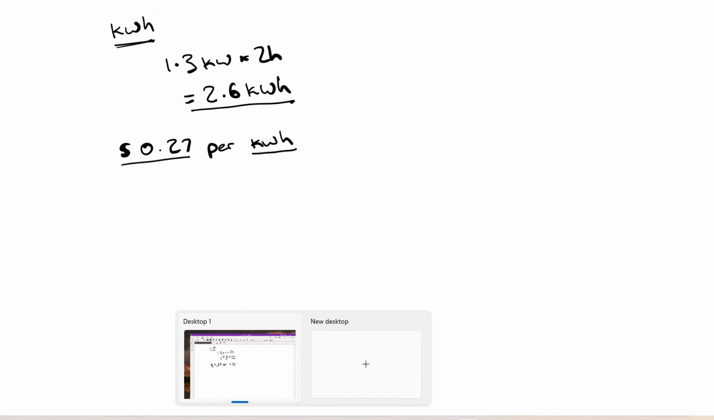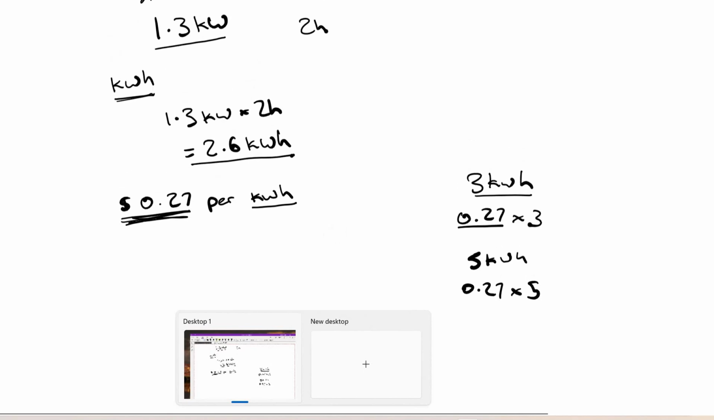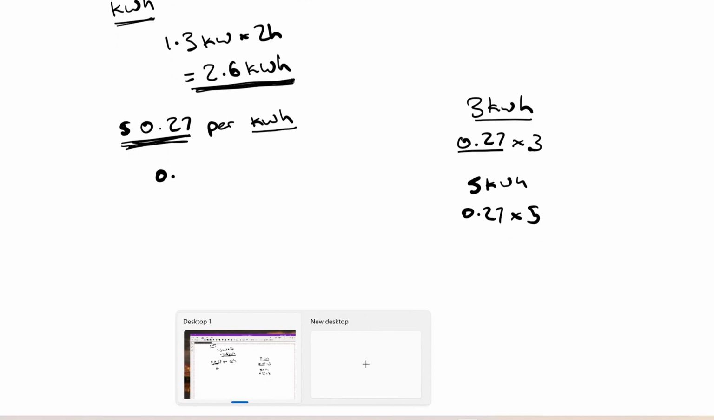Now, if we used something for 3 kilowatt hours, then what we would do is we do 0.27, which is our electricity rate, which we get from here, right? So if we use it for 3 kilowatt hours, we do 0.27 times by 3. If we used it for 5 kilowatt hours, we do 0.27 times by 5. Now, with our dishwasher, we used it for 2.6 kilowatt hours. Therefore, we do 0.27 times by 2.6. Now, what is 0.27 times by 2.6?